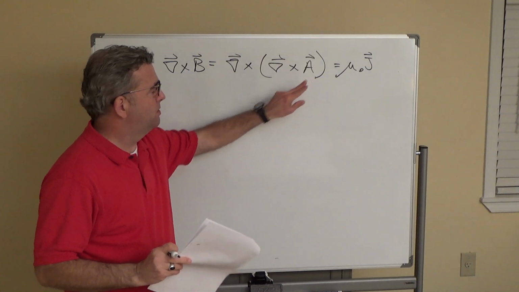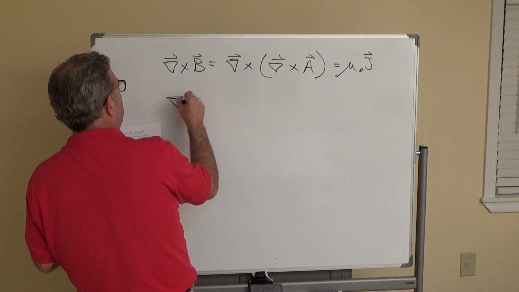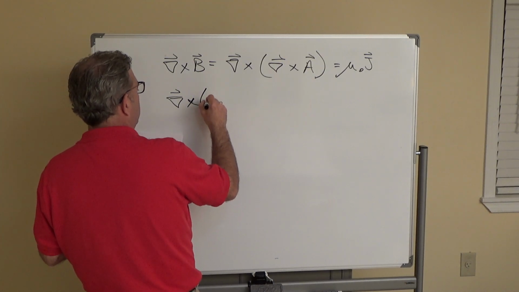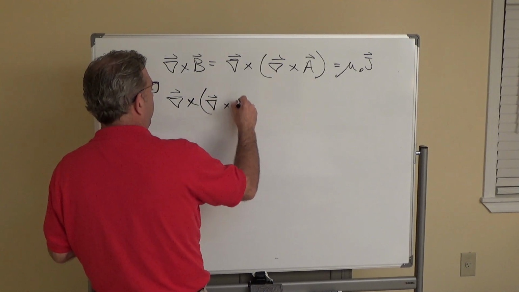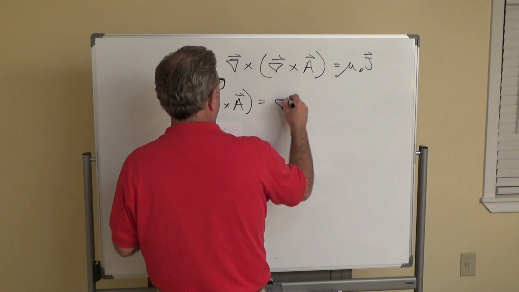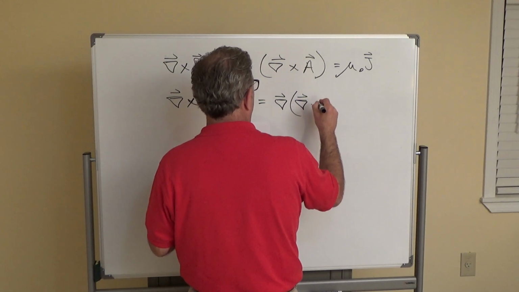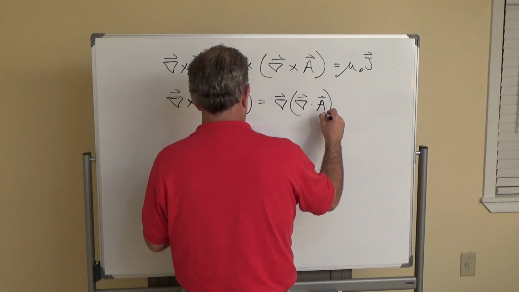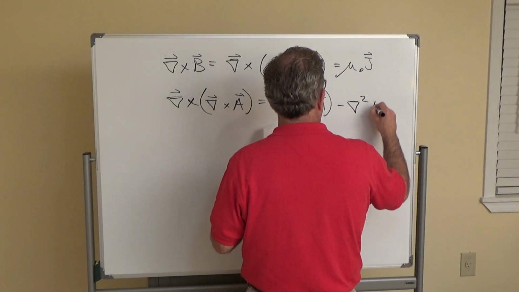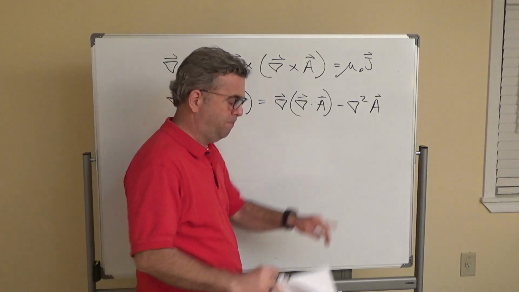So let's look at this. Del cross del cross A is equal to the gradient of the divergence of A minus del squared A. That's the Laplacian, okay?